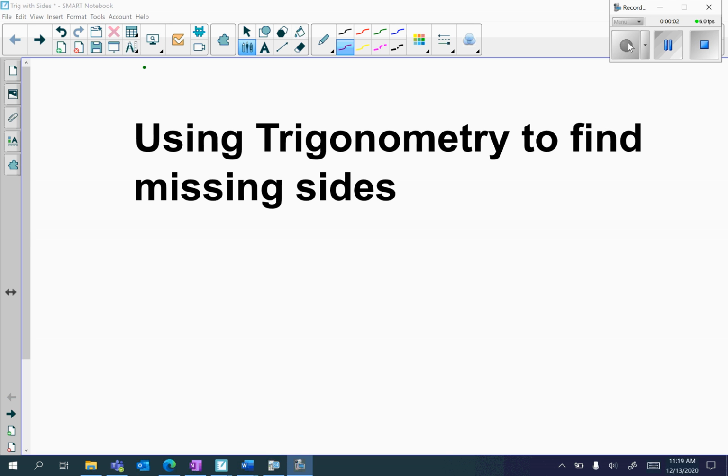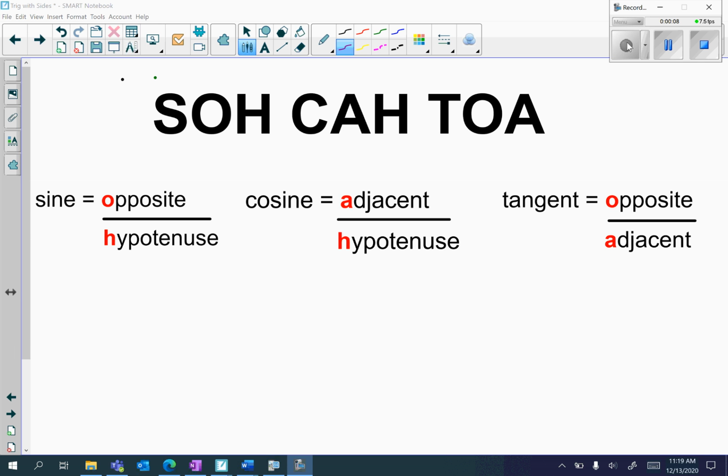Hi everyone, in this video we're going to be using trigonometry to find missing sides of a right triangle. First, let's review our acronym SOHCAHTOA. Remember, sine is opposite over hypotenuse, cosine adjacent over hypotenuse, and tangent opposite over adjacent. We're going to be using SOHCAHTOA in each question.